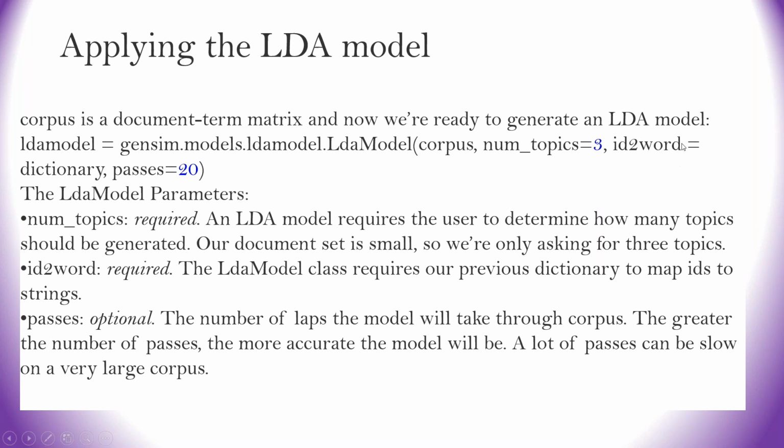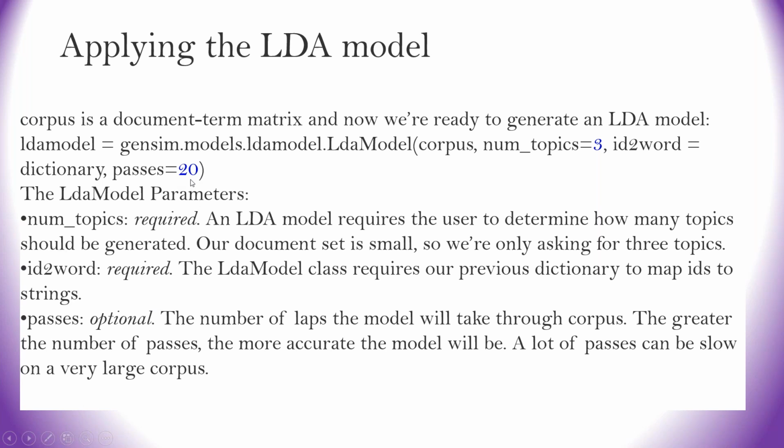And then id2word is also a second required parameter, wherein this LDA model requires our previous dictionary which we constructed out of the given document. That's called a corpus. So from there, it takes those words and maps them to different strings, which is what id2word does. So it is taking that id2word from the dictionary we have found.